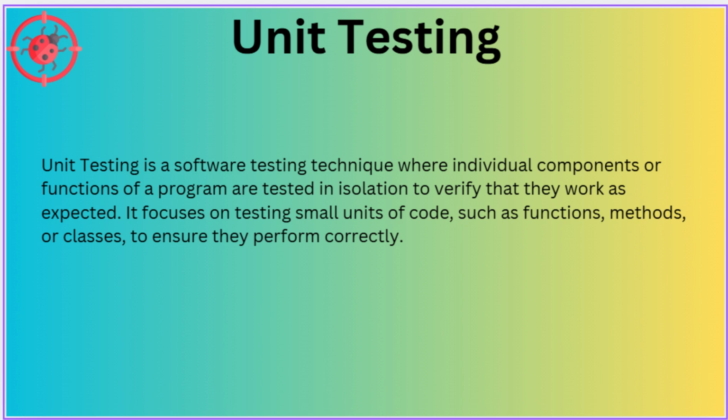Unit testing is a software testing technique where individual components or functions of the program are tested in isolation to verify that they work as expected. It focuses on testing small units of the code such as functions, methods, or classes to ensure they perform correctly. So here are some unit testing examples.